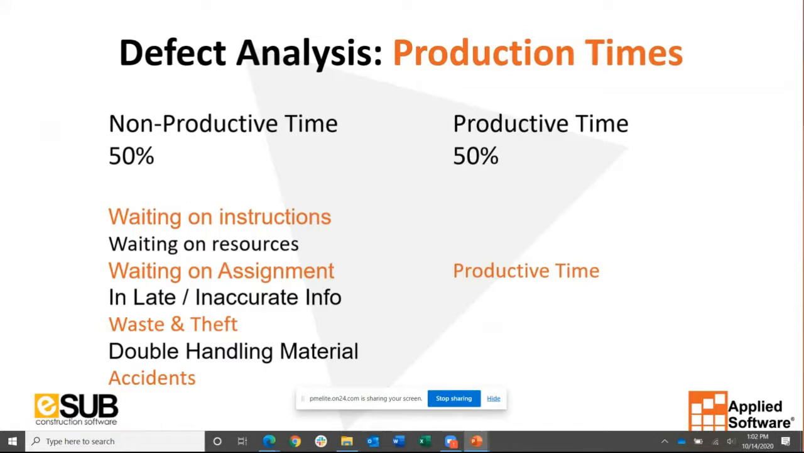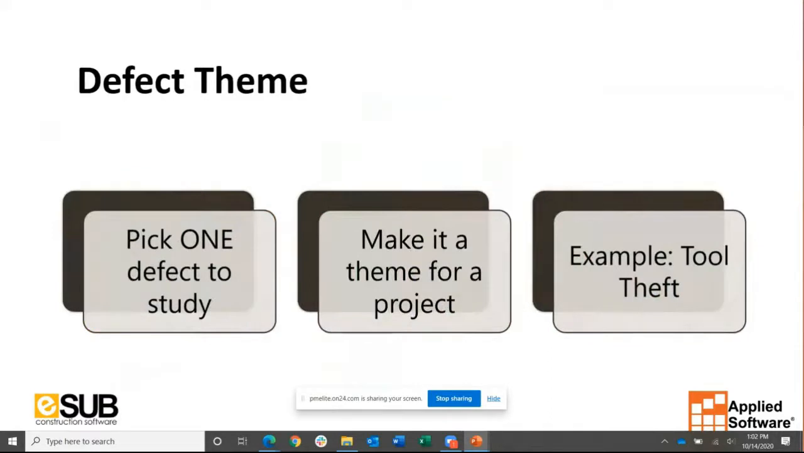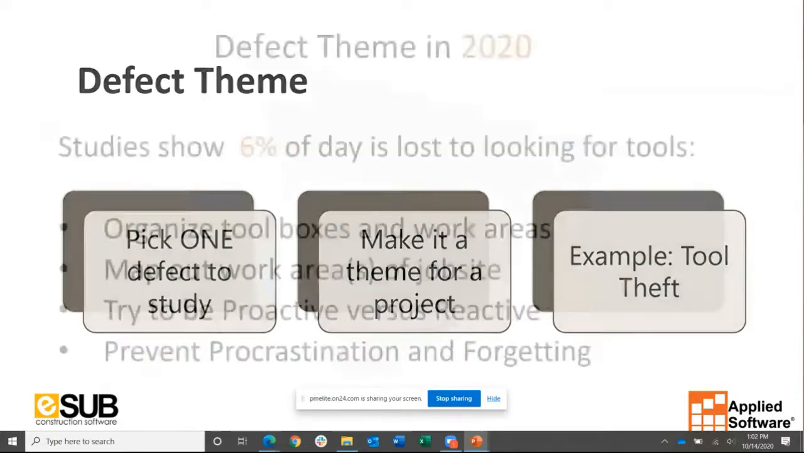Absolutely. I hear you, man. So, quick high-level things to think about. Take that one defect to study. Make it a theme for the project. In our case, it was not our theme, it was our mantra. The whole project knew we had that issue. We had to work on it. But use it as an example and try to move things forward a little bit.